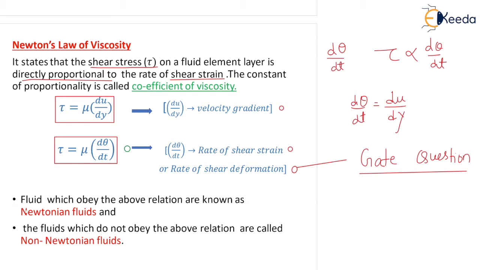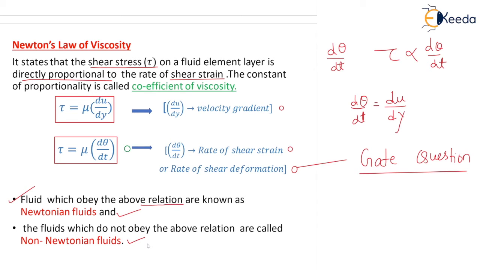Going to the last line, you can see the definition of Newtonian fluids and non-Newtonian fluids. Fluids which obey the above relation, that is Newton's law of viscosity, are known as Newtonian fluids. And the fluids which do not obey the above relation are called non-Newtonian fluids. So if shear stress is proportional to rate of shear strain, then those fluids come under the category of Newtonian fluids. If the same relation is not followed by any fluid, then it is called non-Newtonian fluid.